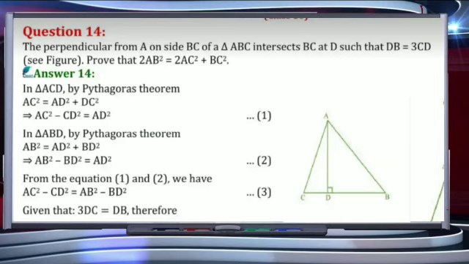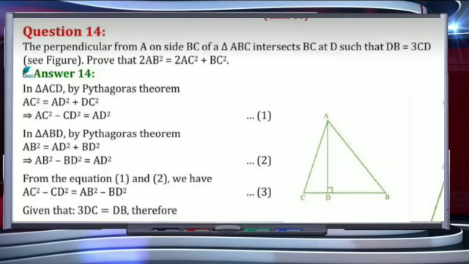Question number 14: the perpendicular from A on the side BC of a triangle ABC intersects BC at D such that BD is equal to 3 times CD. Then prove that twice of AB square is equal to twice of AC square plus BC square. Students, because there is square which needs to be proved, we are going to use the Pythagoras theorem. So let us start with the proof.